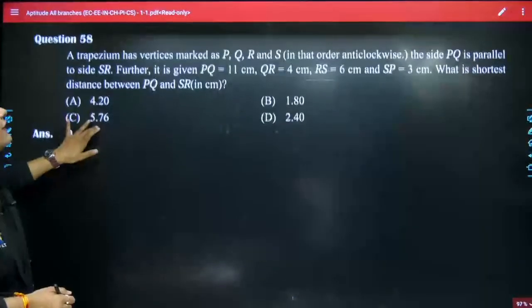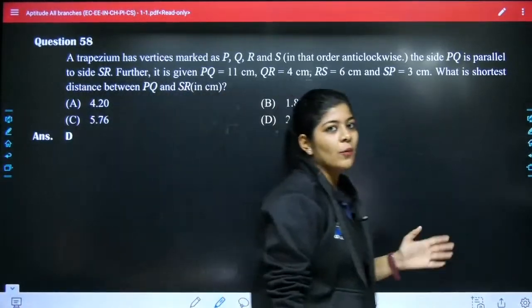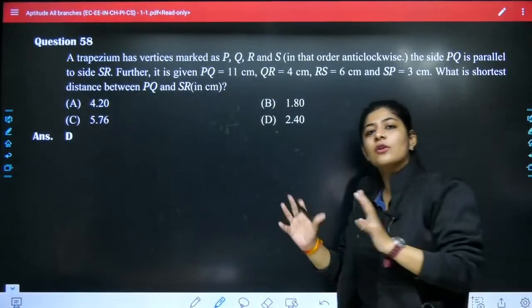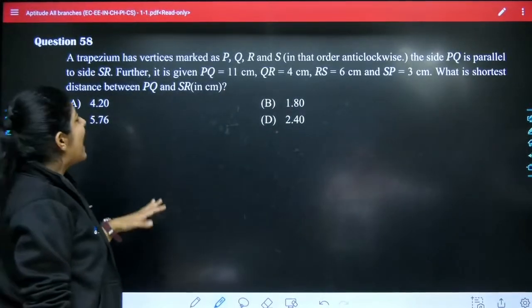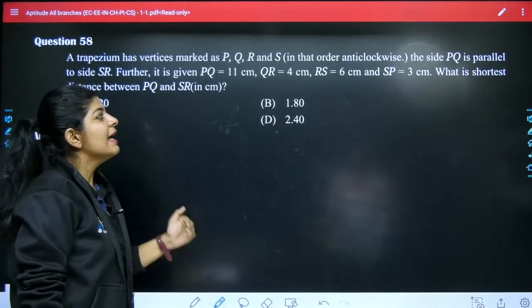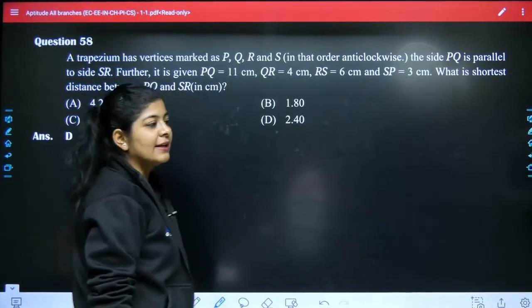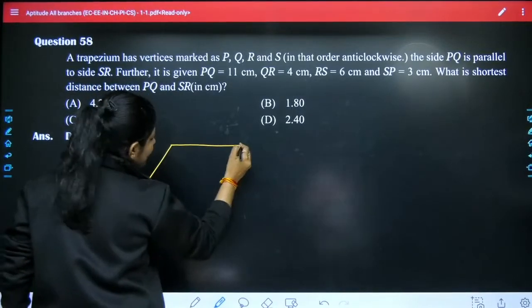We have the third question from the topic 3D, or we can say 2D. The whole topic is mensuration. What was that? A trapezium has vertices marked as P, Q, R and S in anti-clockwise order. So here we have a trapezium like this.